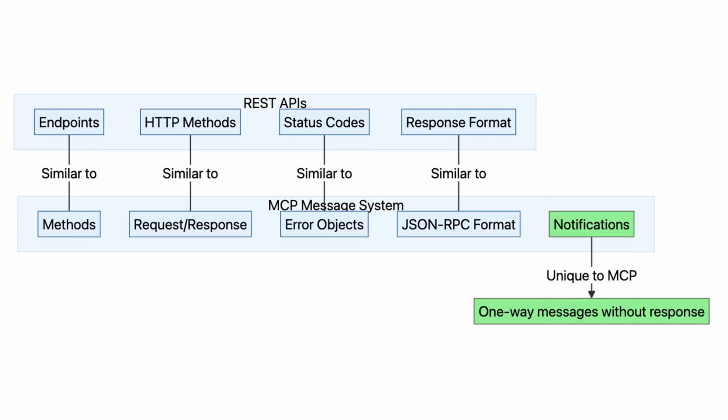Oh, this is starting to click now. So it's kind of like REST APIs, but specifically optimized for AI tools to talk to their plugins? The request and response patterns sound familiar, but I like how notifications are built in for when you just need to broadcast something without needing a response. That's actually pretty elegant.